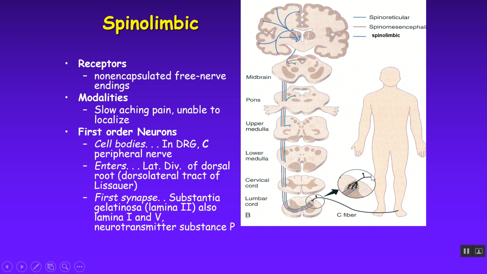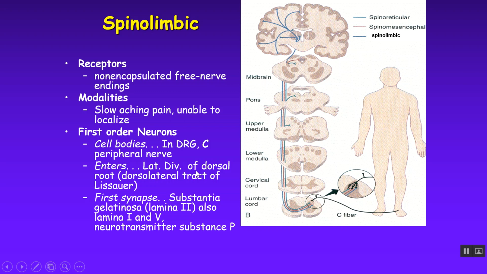Initially you get the fast pain. Boom, A deltas send it up. Ooh, take my hand off the hot stove, move it, and then, ooh, that's starting to ache now. The C fibers were delayed because they're a little slower, and they start to seep in. The fast pain gets you to remove your system from danger, while the slow aching pain says, hey, something happened, it's traumatized, it's still vulnerable, and it causes that aching pain, but it's on that slower C fiber peripheral nerve.